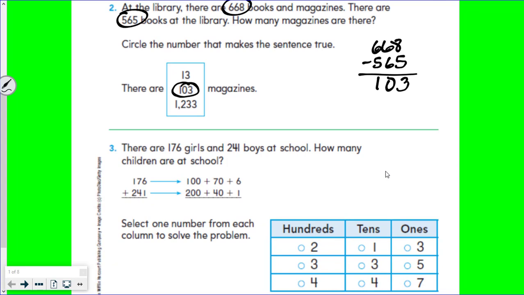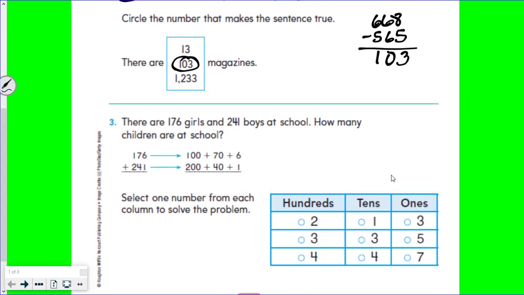Number 3, there are 176 girls and 241 boys at school. How many children are at school? So go ahead and see if you can solve that, and then when you're done, with the number you get, write your hundreds, tens, and ones, and fill in the bubble. Go ahead and pause your video.